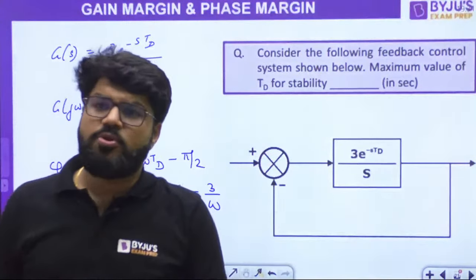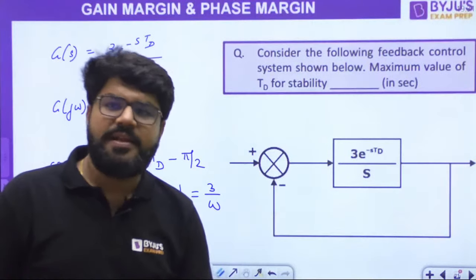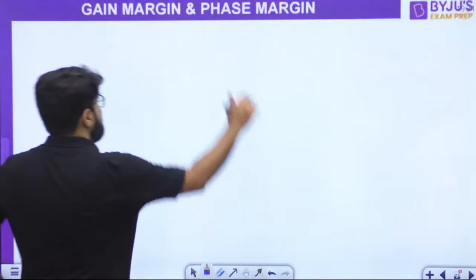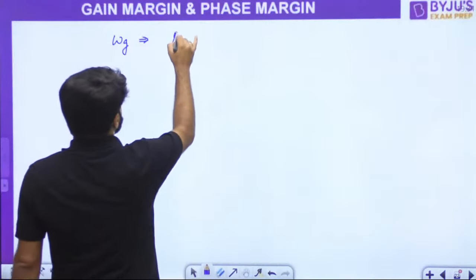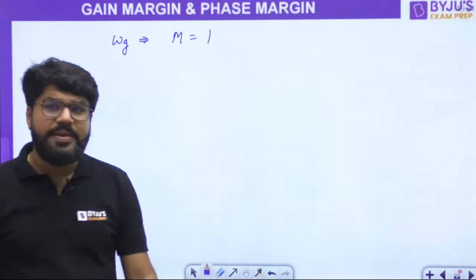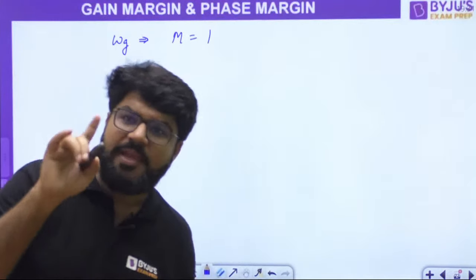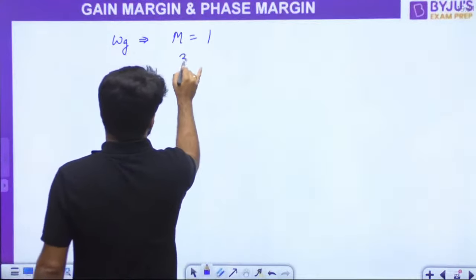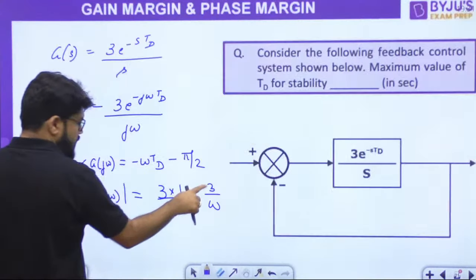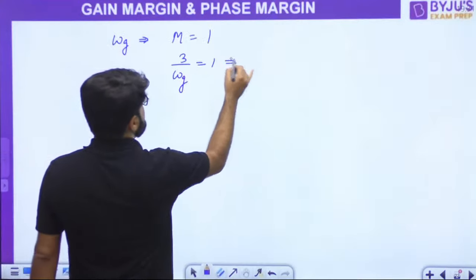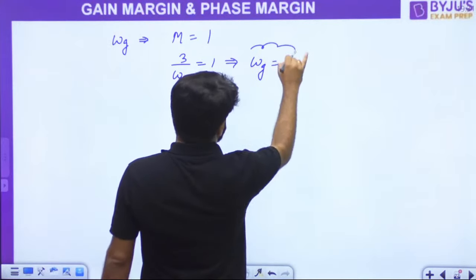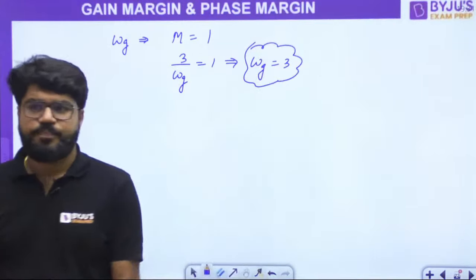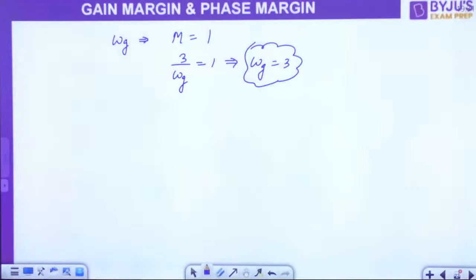Now I am asking you to solve by phase margin, and for phase margin I need the omega g first of all, right? So what is omega g? The gain crossover frequency is the frequency at which the magnitude equals 1. This is the formula we saw. Magnitude equals 1. So 3 divided by omega g, 3 upon omega g is 1. So you get the gain crossover frequency, guys, which is equal to 3.